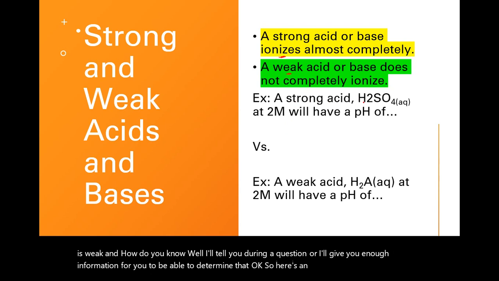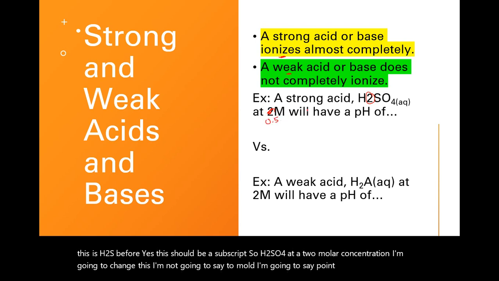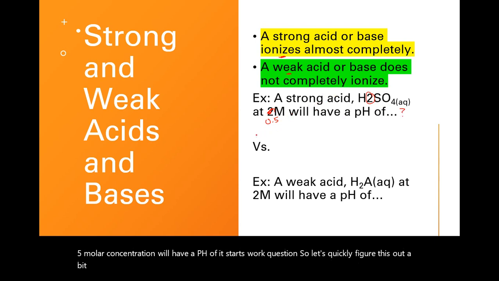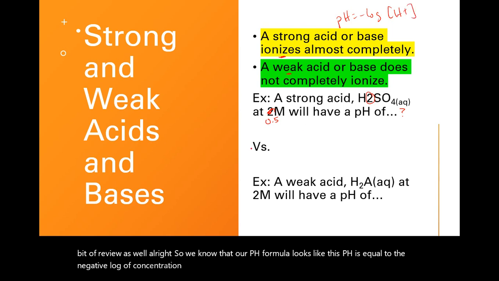A strong acid, okay, so this is H2SO4, and yes, this should be a subscript. So H2SO4 at a 2 molar concentration. You know, I'm going to change this. I'm not going to say 2 molar, I'm going to say 0.5 molar concentration. We'll have a pH of, right? So that's our question. So let's quickly figure this out, a bit of review as well. All right, so we know that our pH formula looks like this. pH is equal to the negative log of the concentration of hydrogen ions.